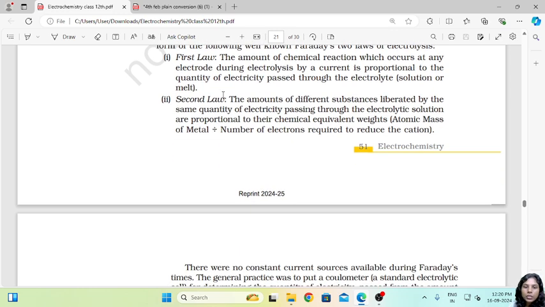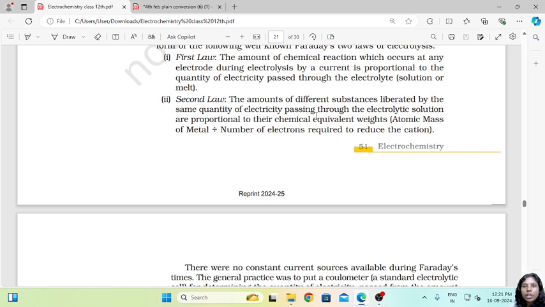The second law says that the amounts of different substances liberated by the same quantity of electricity passed through the electrolytic solution are proportional to their chemical equivalent weights. So what they are saying is that the amounts of different substances, as in the products that are produced when electricity is passed through the given electrolytic solution, are directly proportional to their chemical equivalent weights.